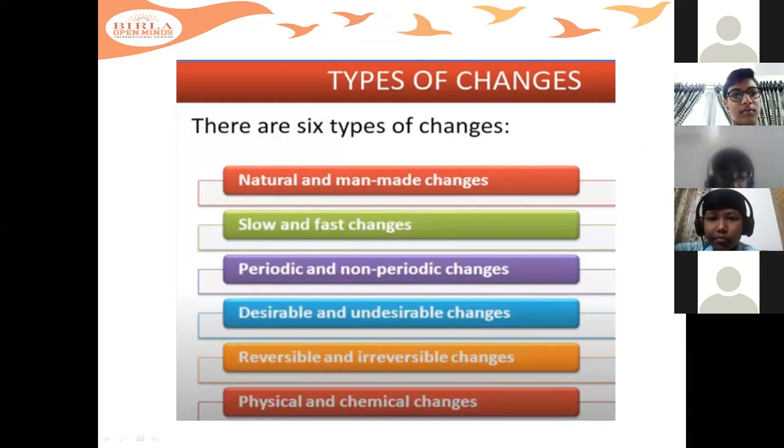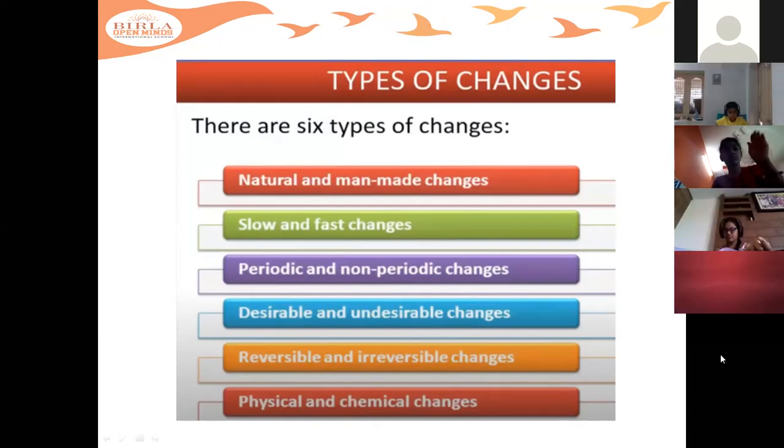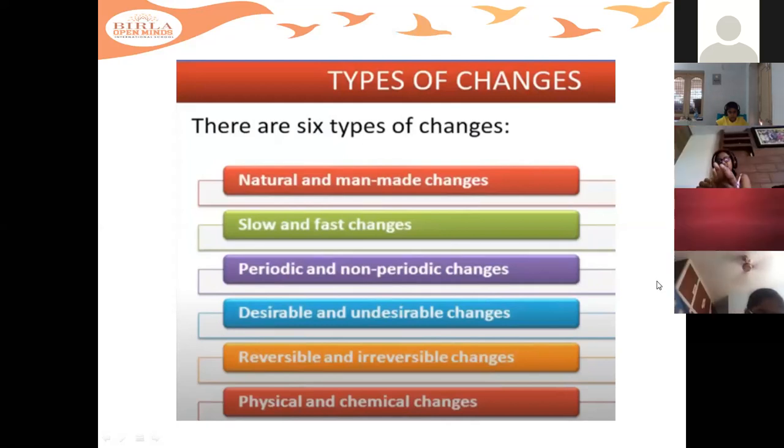So only these three are able to understand in this class and not others. What about others? Ma'am, fast change, breaking an egg. Breaking of an egg. Okay, it comes under desirable and undesirable also. You can even include those also. Is it a desirable or undesirable change if it breaks? Undesirable, ma'am. Okay, good.